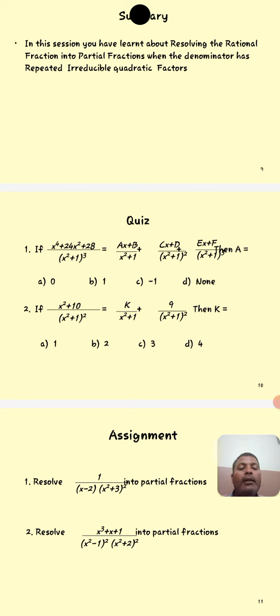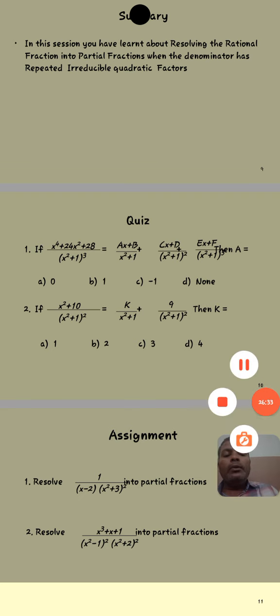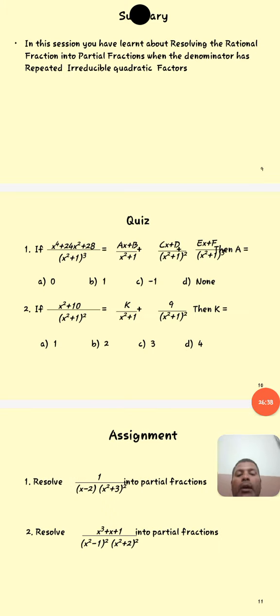Then after that, using these different equations, we have to find the values of A, B, C, D, E. Those are enough: A value and B value, C value and D value, E value. These 5 values we have to substitute in the main equation. We get the resolving into partial fractions. Okay.